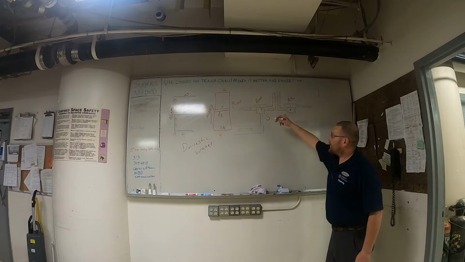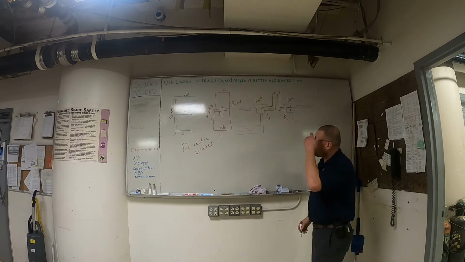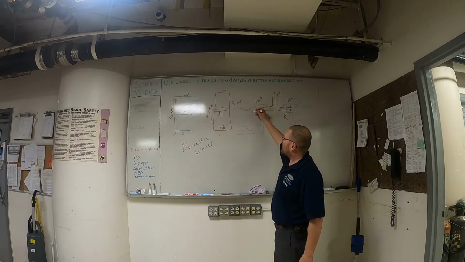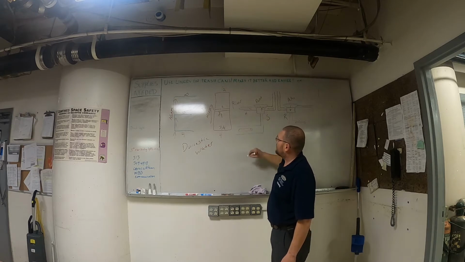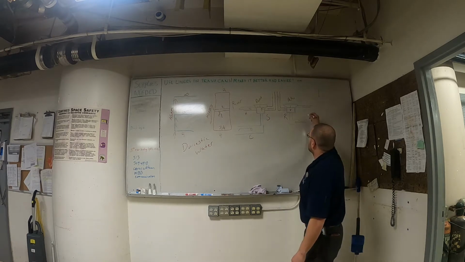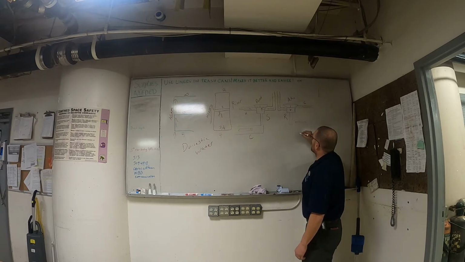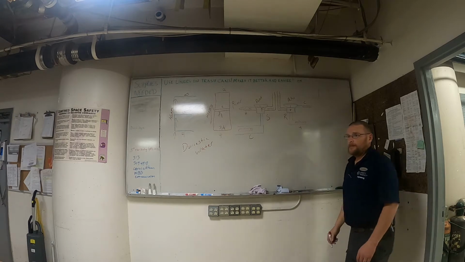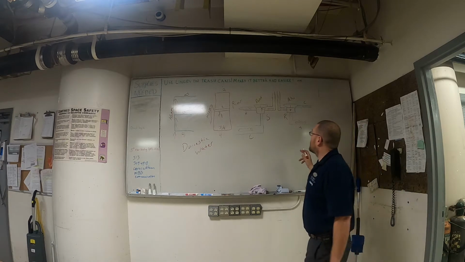That one goes down, this one goes up. Which is why on the supply side you're gonna have the heat on top and cold's gonna go on the bottom. On the return, your cold's gonna be on top and your heat's gonna be on bottom. So they're backwards of each other.